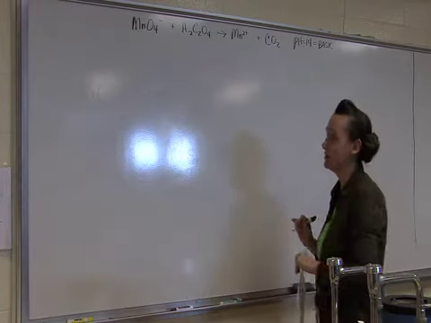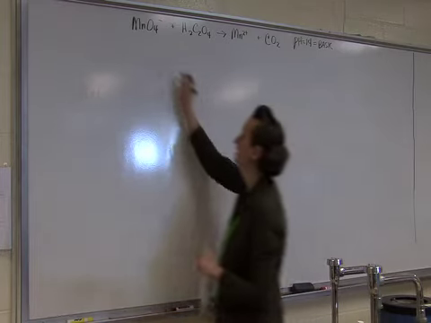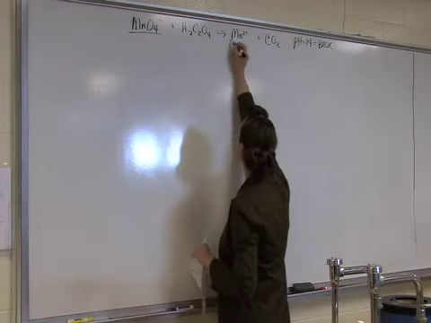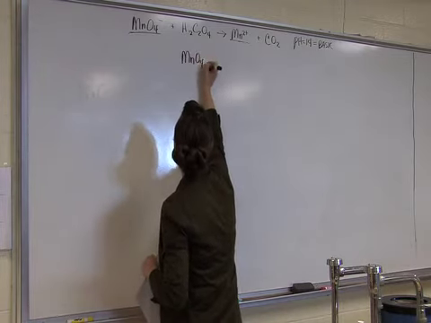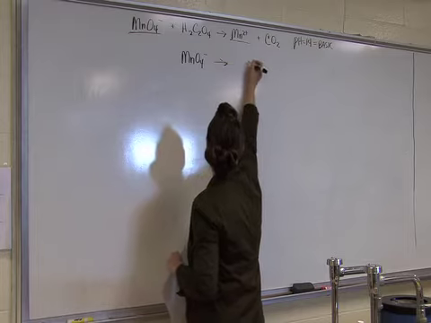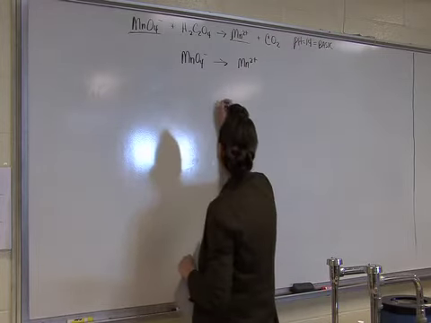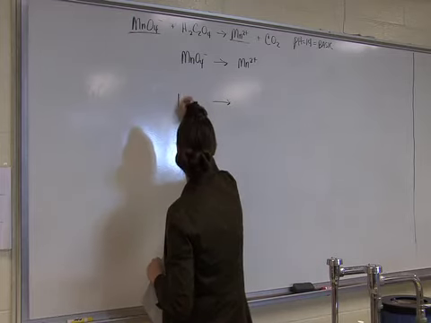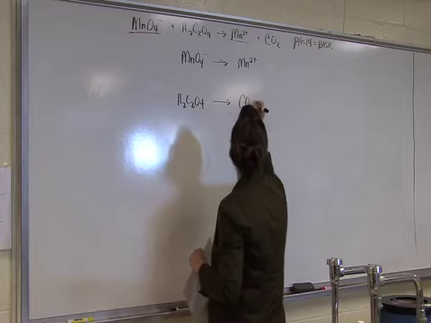So the first step is to separate it into the half reactions. So I have this thing with manganese and this thing with manganese. So I'm going to do MnO4 minus goes to Mn plus 2. And my other one is H2C2O4 and CO2.